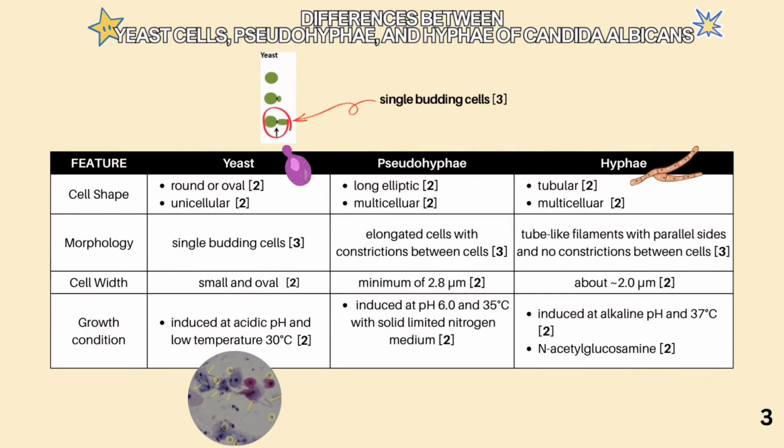First is the yeast form, a round or oval, unicellular organism that reproduce by budding. This form is non-invasive in the human body. The yeast form is found when the immune system is healthy. In lab studies, the yeast form is typically induced under acidic pH and at a lower temperature of around 30 degrees that favor budding growth. Therefore, its main role is to live harmlessly on the skin and mucosal surfaces.